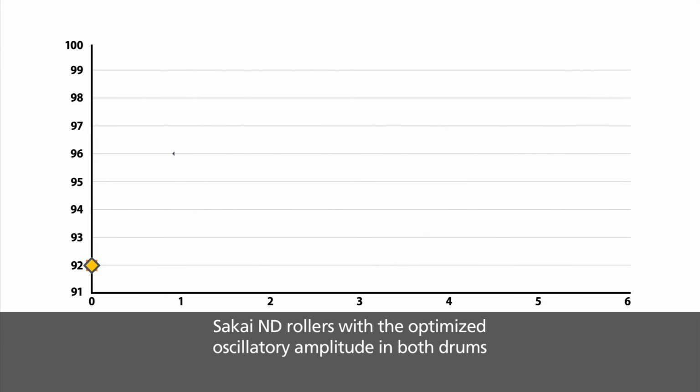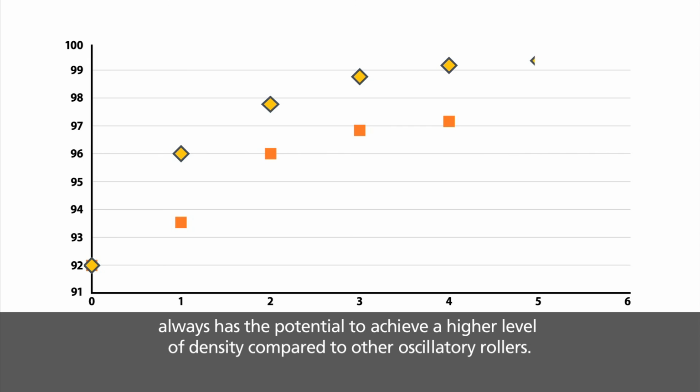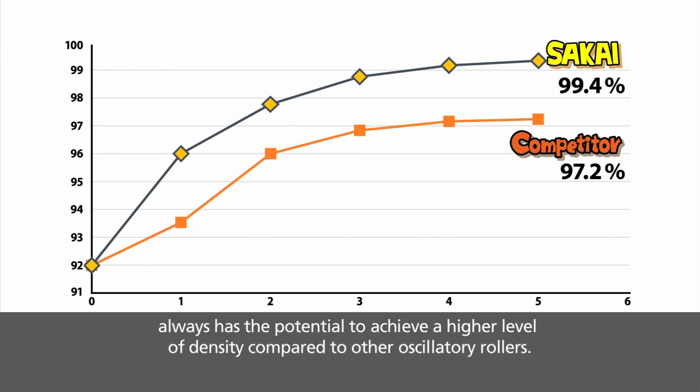SAKAI ND rollers, with the optimized oscillatory amplitude in both drums, always have the potential to achieve a higher level of density compared to other oscillatory rollers.